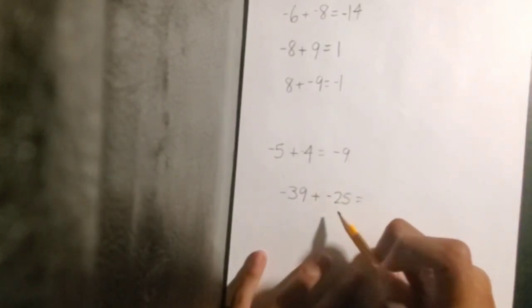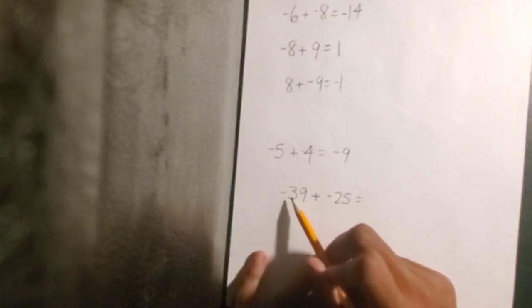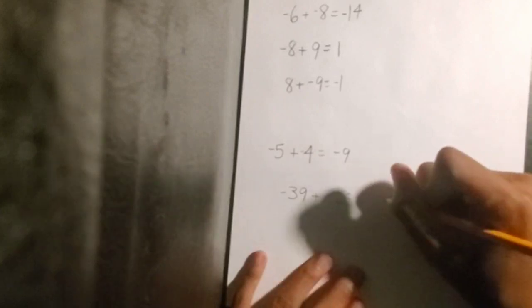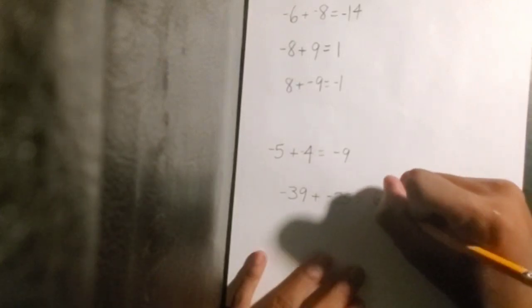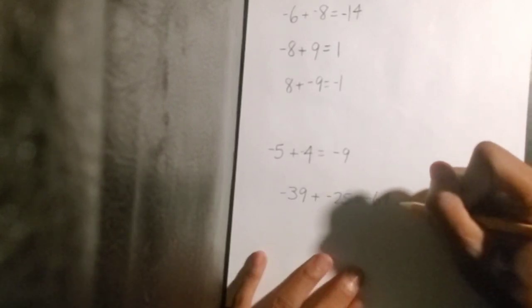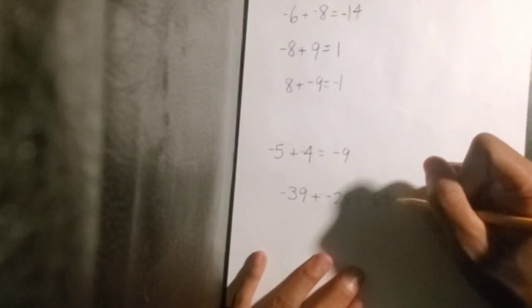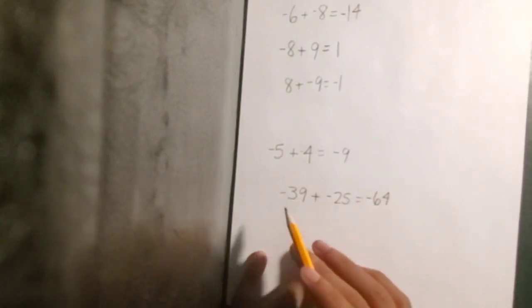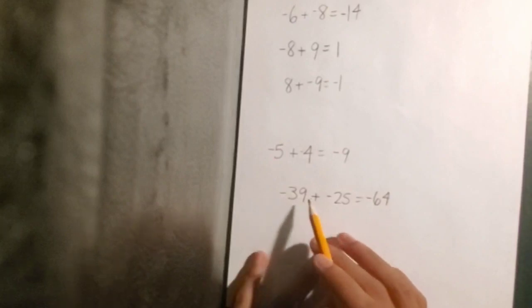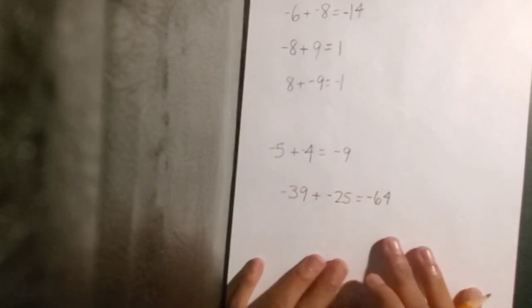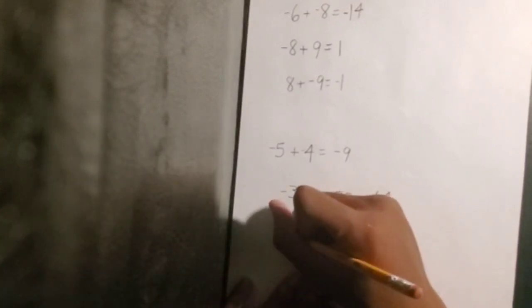That's addition, right? So, negative 39 plus negative 25 equals negative 64. It always has to be like that, right? Like I said, negative plus a negative equals a negative, and positive plus a positive equals a positive. So, here's another one.